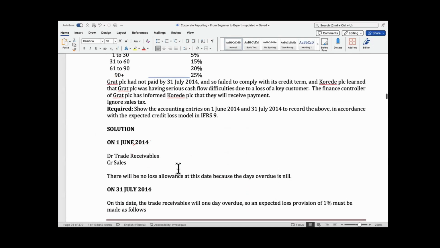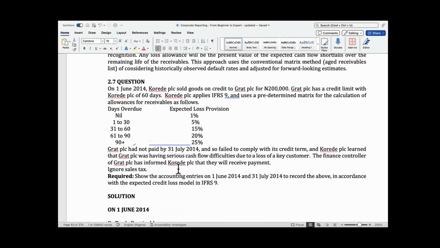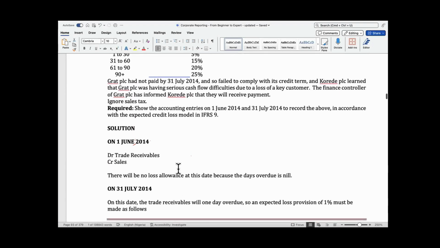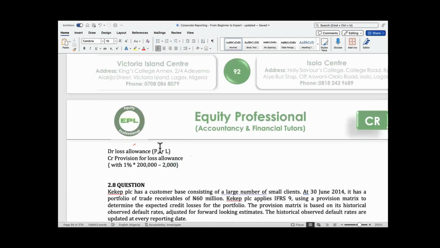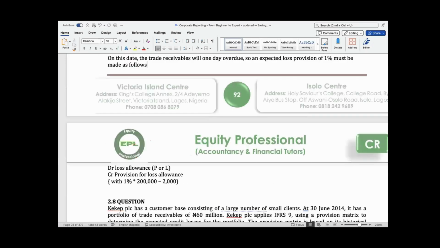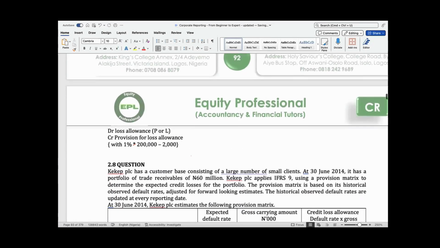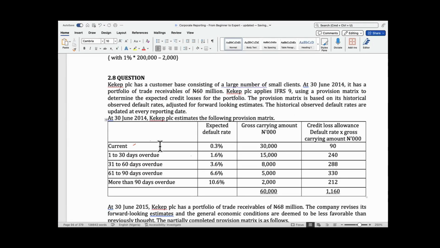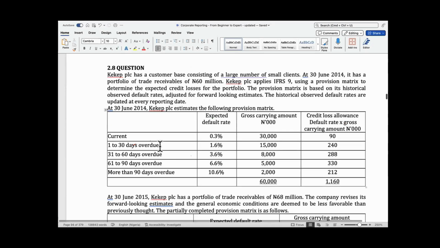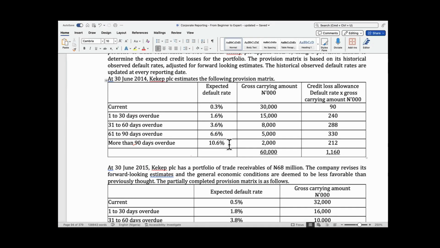Okay. So for trade receivables, the standard tried to make it a little easy for us. So I just need you to note that. They can ask you, and well, I don't really see them asking you this one because it's quite straightforward. But have it in mind that the stage 1, stage 2, stage 3 might not really work for trade receivables. So this long question is still talking about trade receivables, and this is the matrix that the company uses.